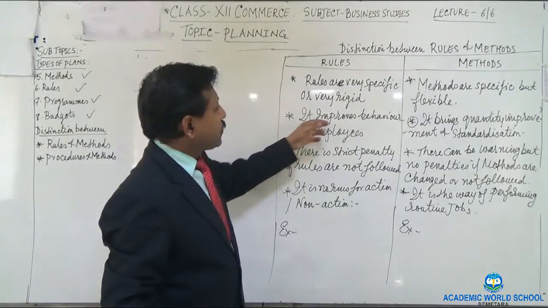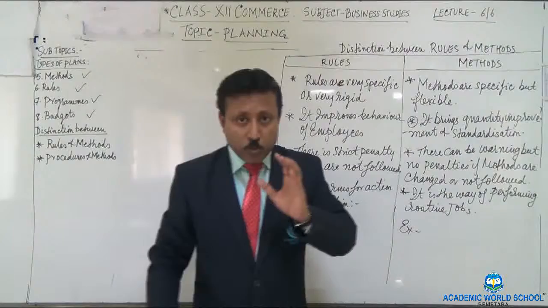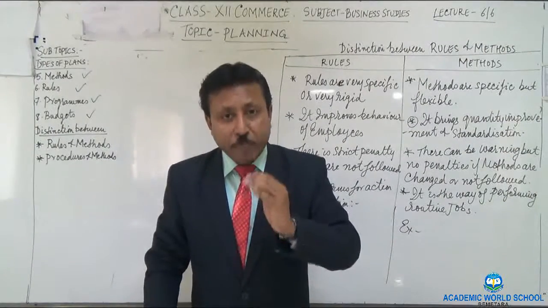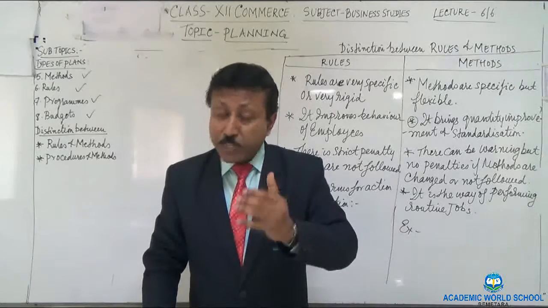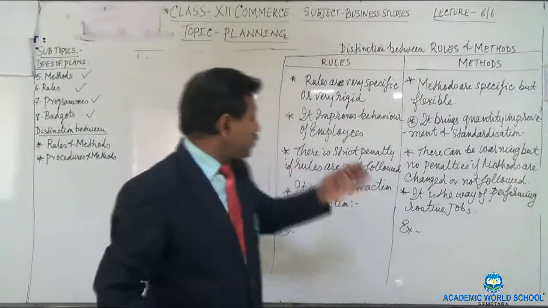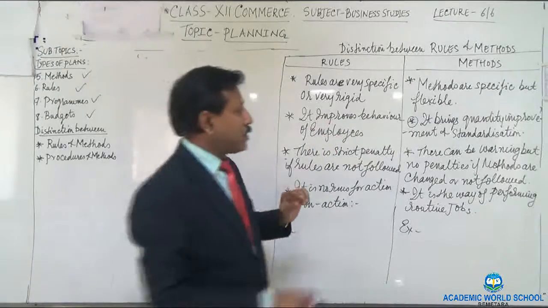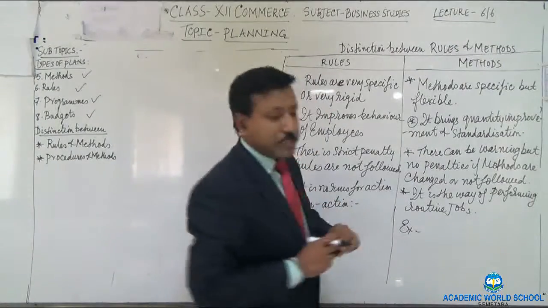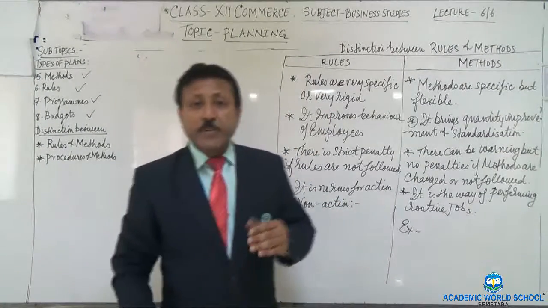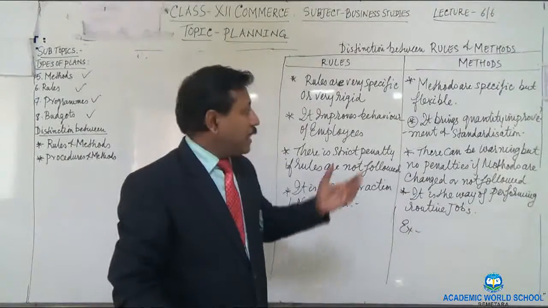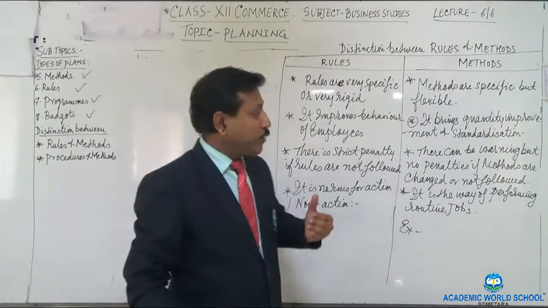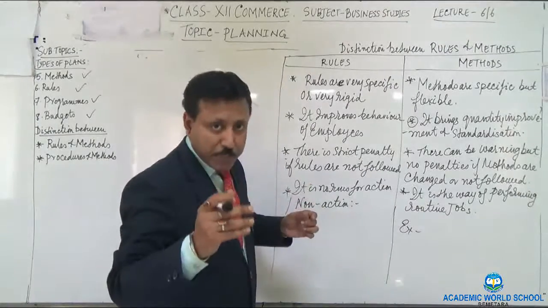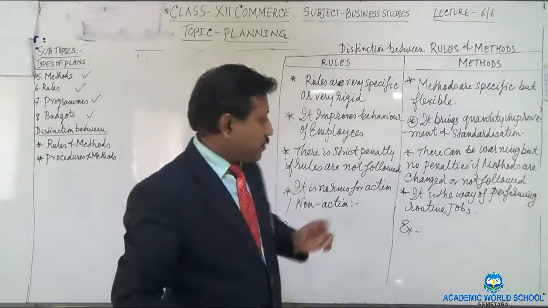Second point, it improves behavior of employees. Rules actually make the employees behave well. That means rules are strong. I told you it is very rigid, it cannot be changed. So these are mainly to improve the behavior of employees. But in methods, it brings quantity improvement and standardization. Good method, standard method, to bring standardization in the organization.